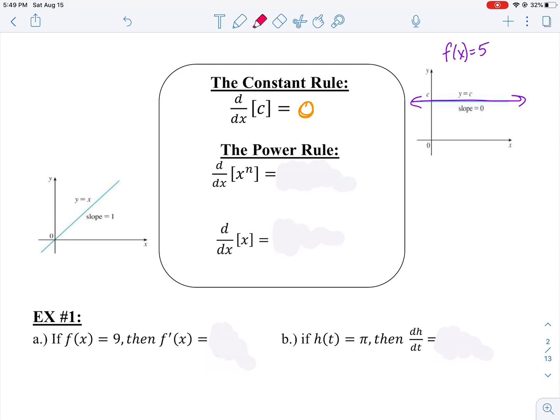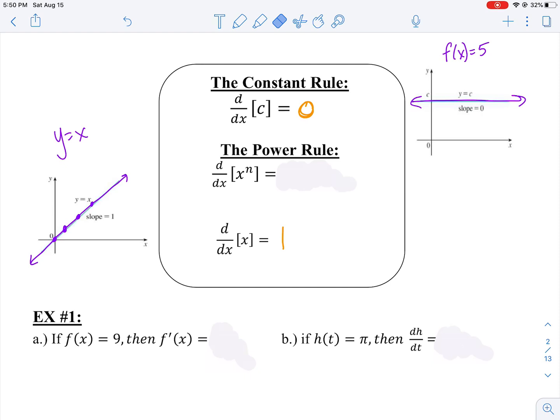Let's first talk about this one, the derivative of x. Well, if you think about that function, y equals x, it has a y-intercept of 0 and a slope of 1, right? And so if derivative means the slope at any point, what's the slope here? And what's the slope here? And really, what's the slope at any point along this y equals x graph? Well, the slope is always going to be 1. So the derivative of x is always going to be 1.